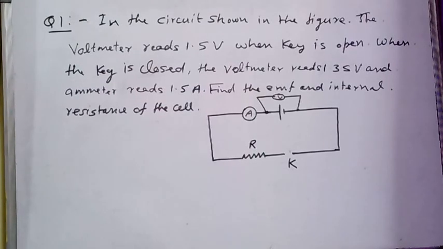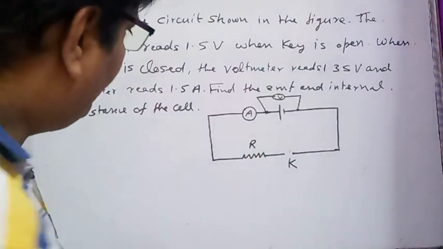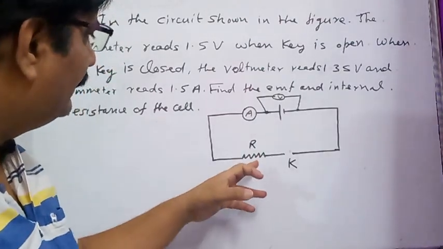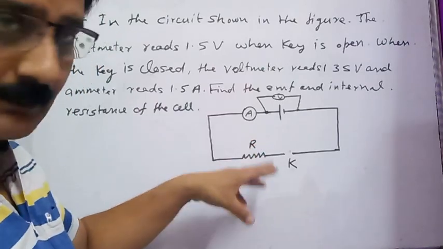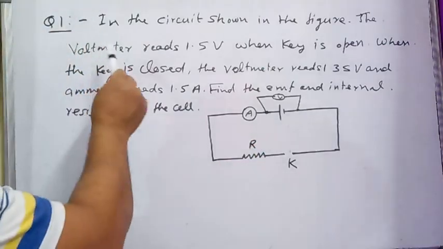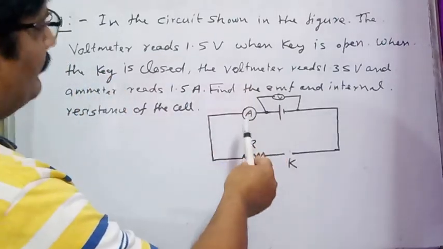So good morning students. In the previous video, we have seen the relation between EMF of the cell, terminal potential, and internal resistance of the cell. This is a numerical based on the same formula.